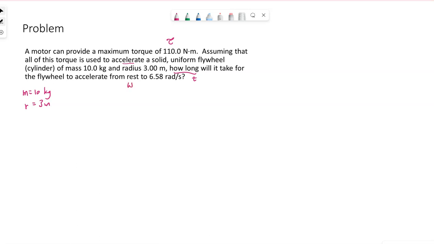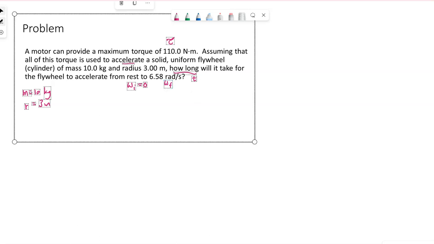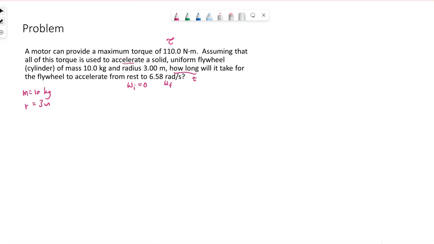We're accelerating from rest. We have to specifically say omega, because whenever we're dealing with rotation, something that's going to rotate or is rotating, we have to use these angular quantities. Every point on this disc, this cylinder or flywheel, is going to have the same angular velocity at any given moment in time. So we're getting it up to a final angular speed of 6.58.